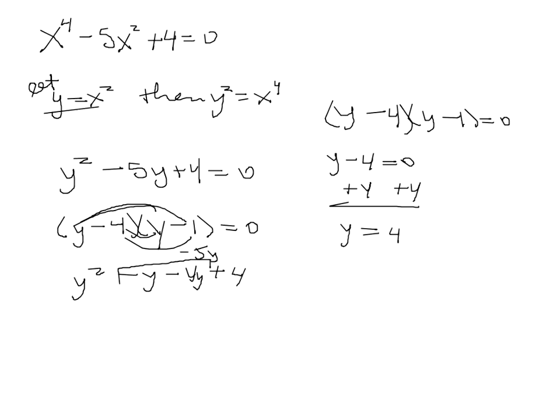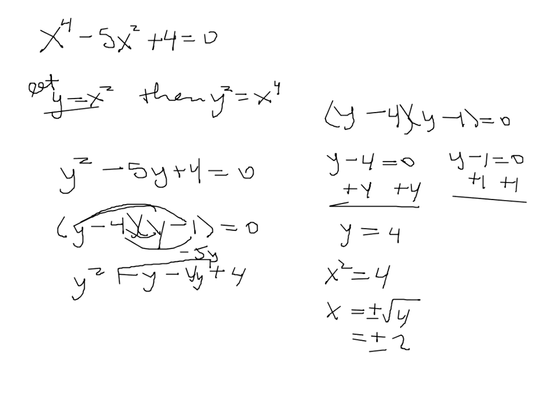But y is also equal to x squared. So I have x squared equals 4. x equals plus or minus the square root of 4, which is plus or minus 2. Now I take care of the other factor. y minus 1 equals 0. Add 1 to both sides. I get y equals 1.